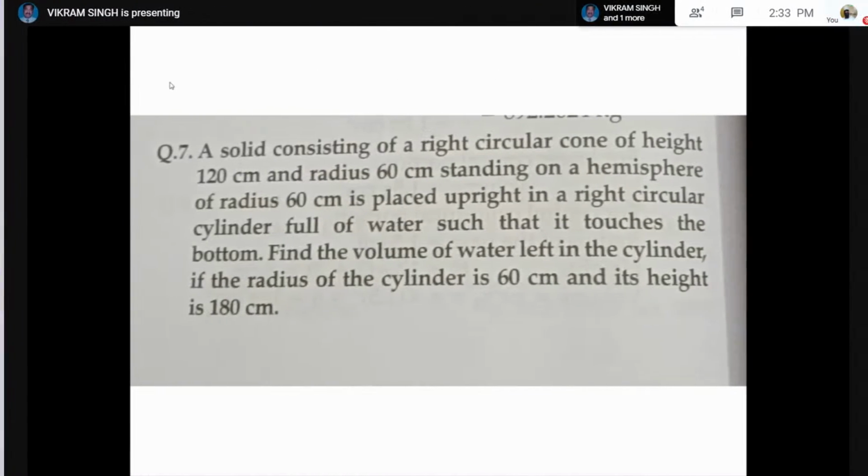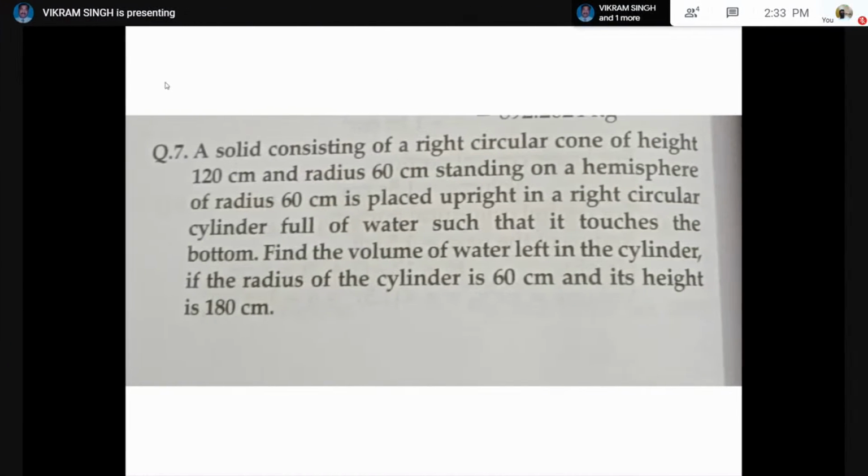I am going to make it clear in quick form. The cone height is 120, radius 60, and the hemisphere radius is 60 centimeter, and there is another cylinder full of water, whose radius is 60 centimeter and height is 180 centimeter. Now what is to be found? After putting the object inside, you have to find the volume of the water left in the cylinder. So this is what we are going to calculate, the amount of water remaining.